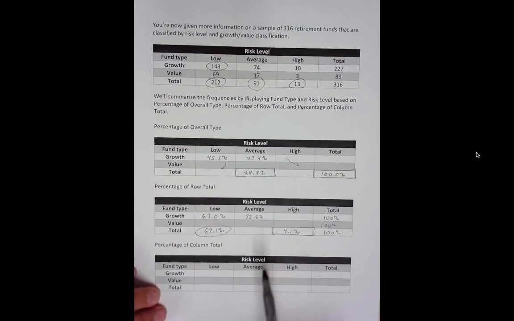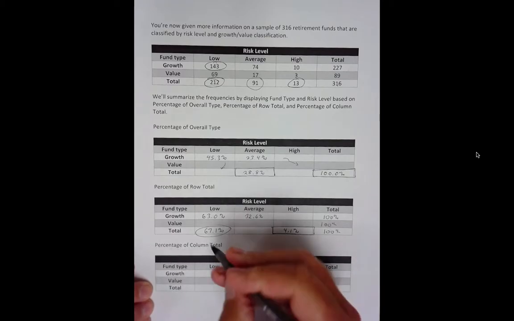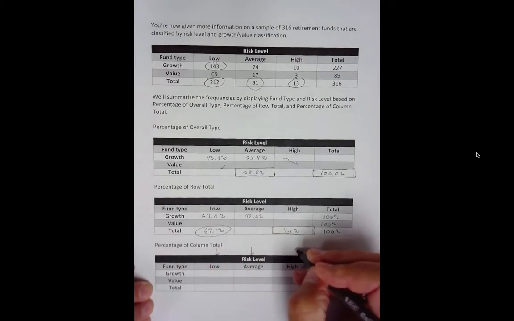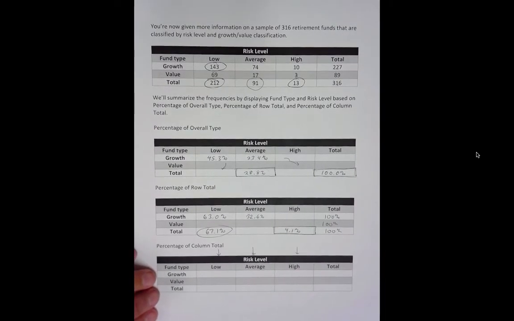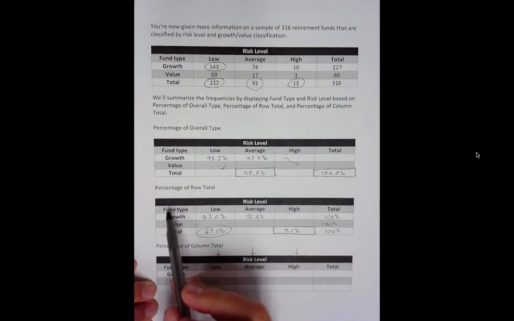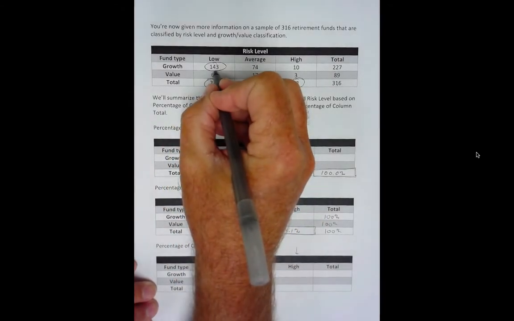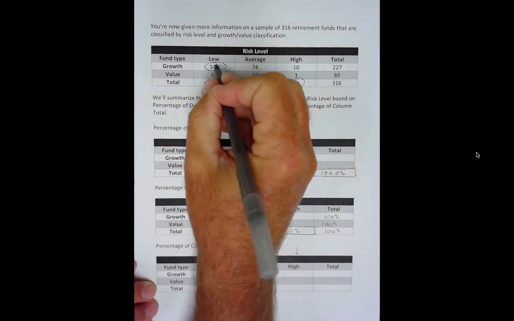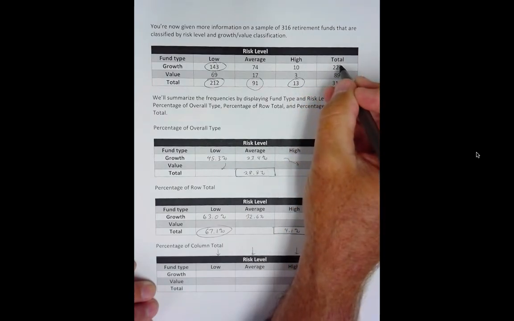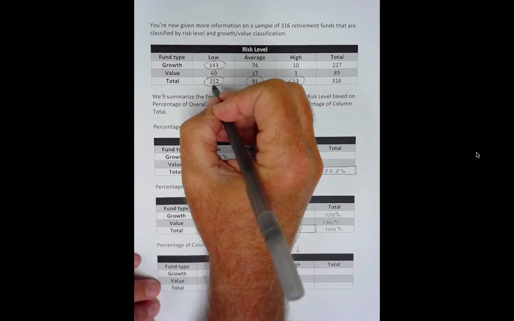Now, the remaining thing we have here is we want to look at the percentage of column total. So essentially what we're doing here is we're focusing on risk level. And luckily, the way we learned how to do the percentage of row total applies to the percentage of column total. So I would take the value of 143, and instead of dividing by 227, which is the row total, in the column total, I would divide 143 by 212.